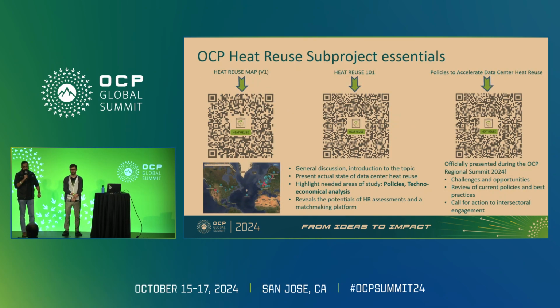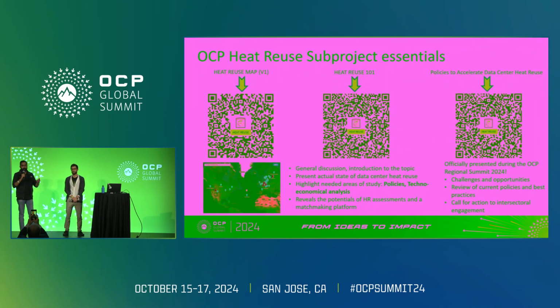We have given the QR code. Please feel free to scan it, and that will take you through an interactive heat reuse map, which shows all the different data centers across the globe which have heat reuse installations in them. And if you don't see your data center out there, please feel free to reach out. We would update the database. And I'm going to dive deep on how we are using all this different information to develop a matchmaking tool that would bring the data center operator, utility provider, or heat off-taker together.